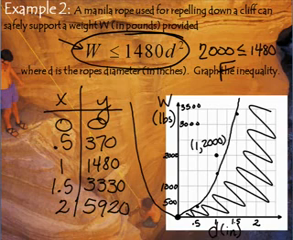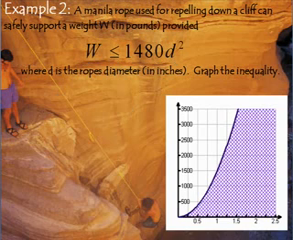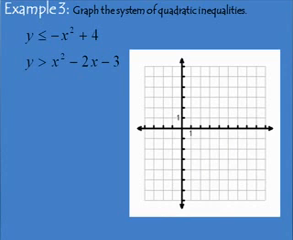And on this next screen, you can see that I graphed the quadratic inequality for you in purple. This is what it would look like. And again, this is the point we tested, and we got a false statement, so we shaded outside of the parabola. All right, example number 3, I'm actually going to graph a system of inequalities.